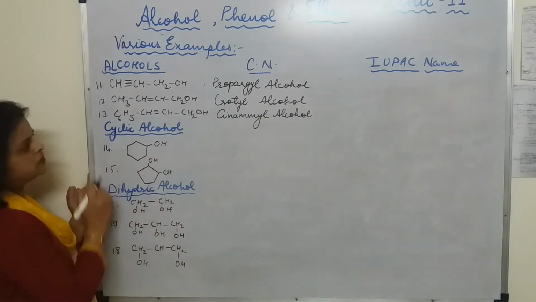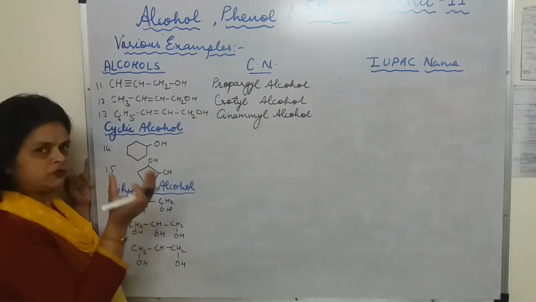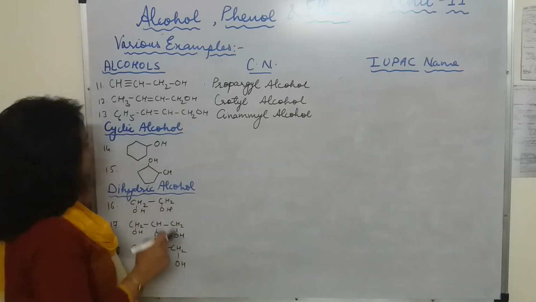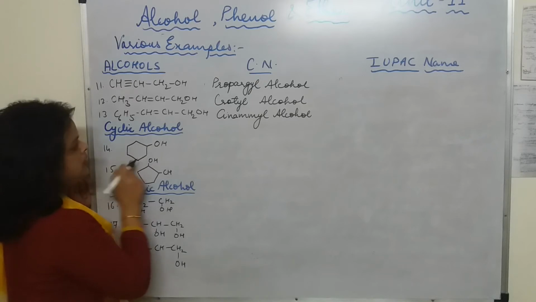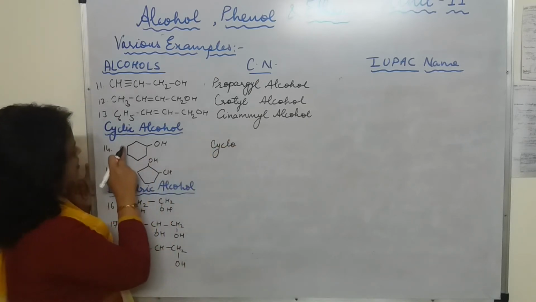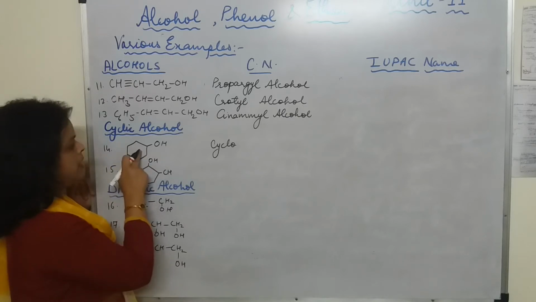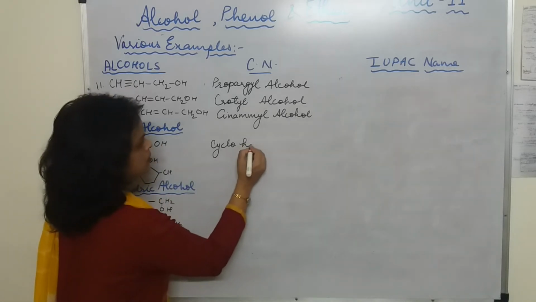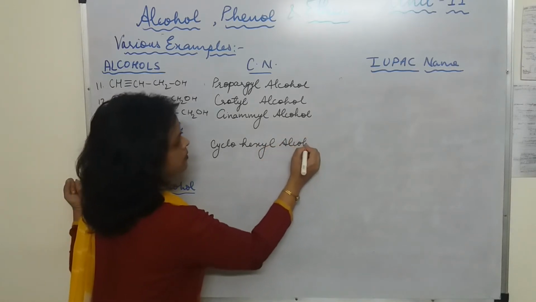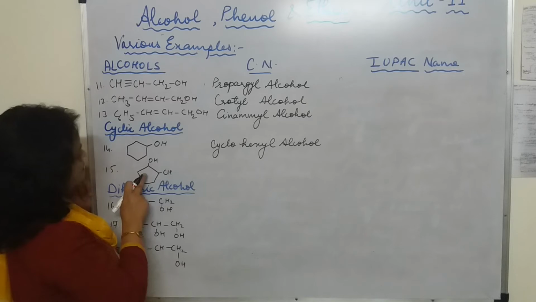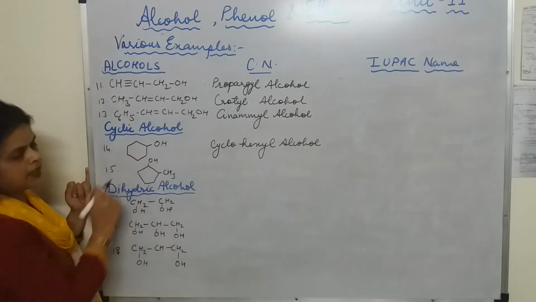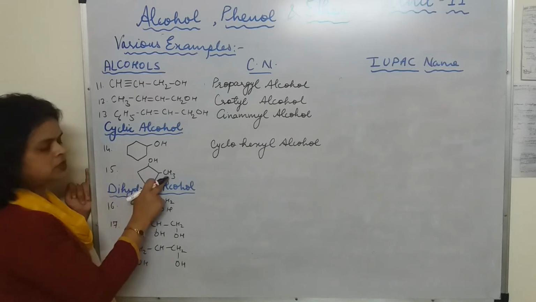Now we will take some examples of cyclic alcohol. We have seen that we have to write the primary prefix, that is cyclo, followed by common name or IUPAC name. So its common name will be cyclohexyl alcohol. Okay. Now if there is no methyl group, then this is cyclopentyl alcohol, but here methyl group is also present.